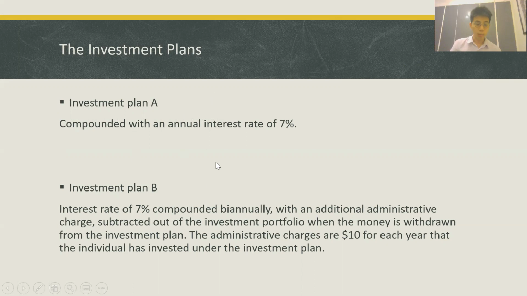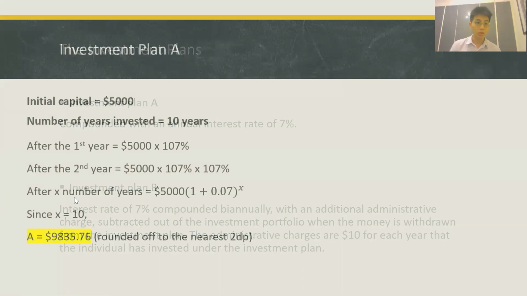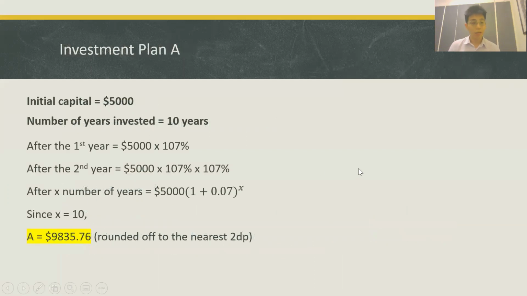In order for us to know which plan is actually better, we need to do an in-depth analysis as well as calculation to figure out the amount of money that he will be able to earn from the two plans at the end of 10 years. So let us delve into plan A. For plan A, the initial capital is $5,000 and the number of years invested is 10 years. To proceed with this calculation, we should first look at what will happen after the first year.